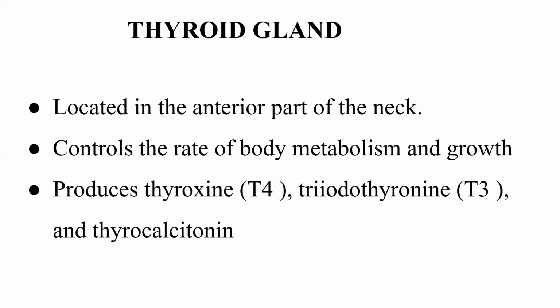So now, the thyroid gland is located in the anterior part of the neck. They help to control the rate of body metabolism and growth. The thyroid glands help in controlling the rate of body metabolism and growth. They produce basically thyroxine, that's T4, and triiodothyronine, T3.